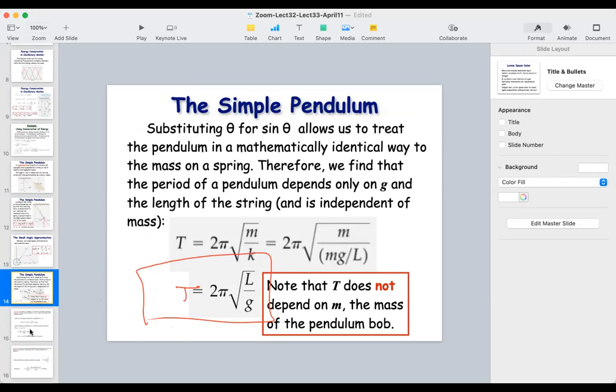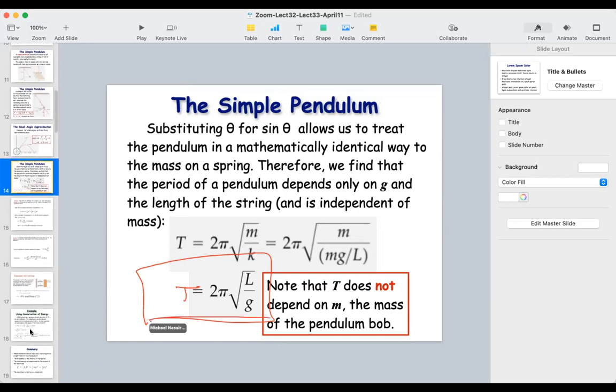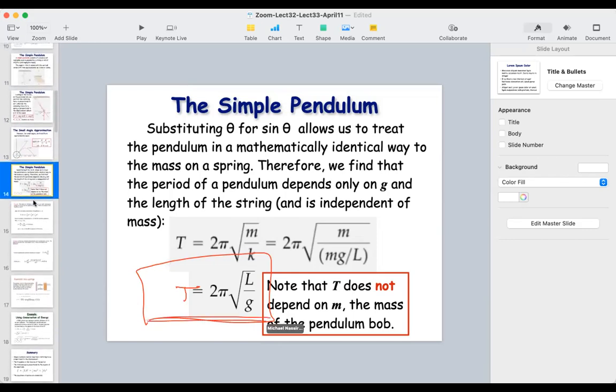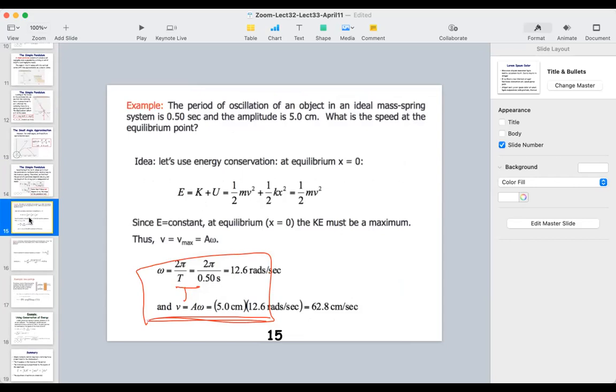And then for really wide oscillations, it departs a little bit from this expression. But we're not going to worry about that. We're only going to deal with the small angle case. Yes.